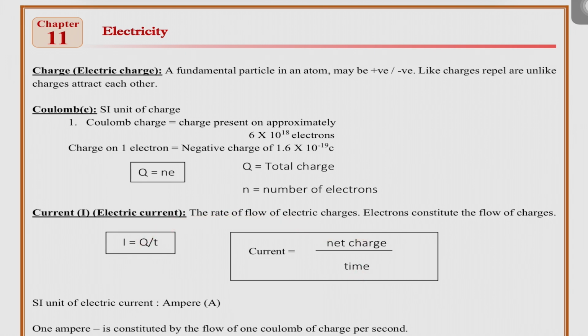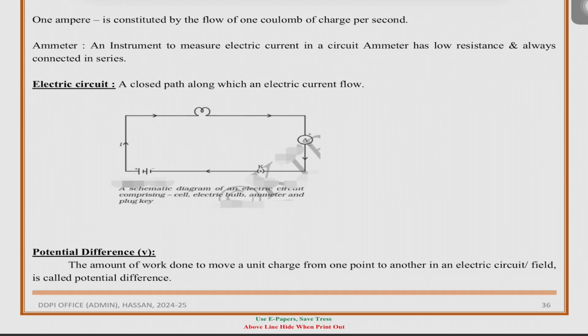So the amount of charge that is going to flow through a conductor in a given time, we call that as current. The SI unit of electric current is ampere. SI unit of electric charge is coulomb and SI unit of electric current is ampere. We discussed about charge, 1 coulomb of charge. Now what is current and 1 ampere of current.